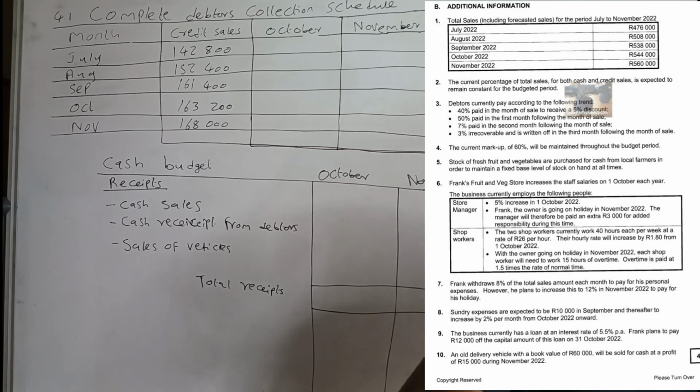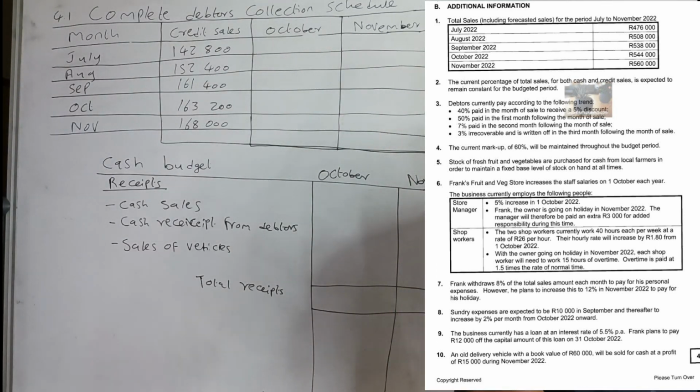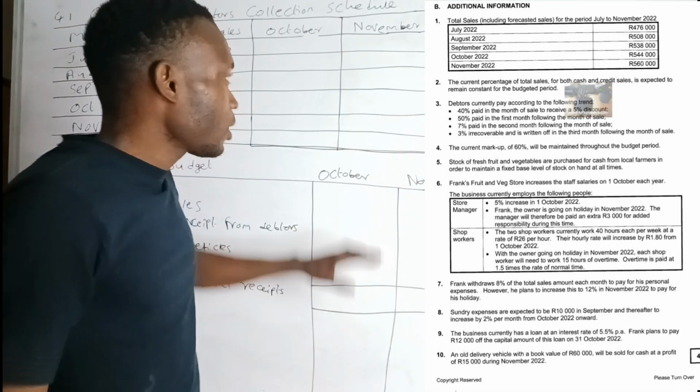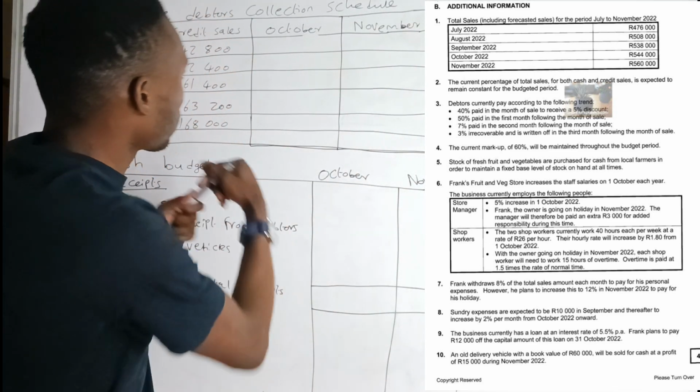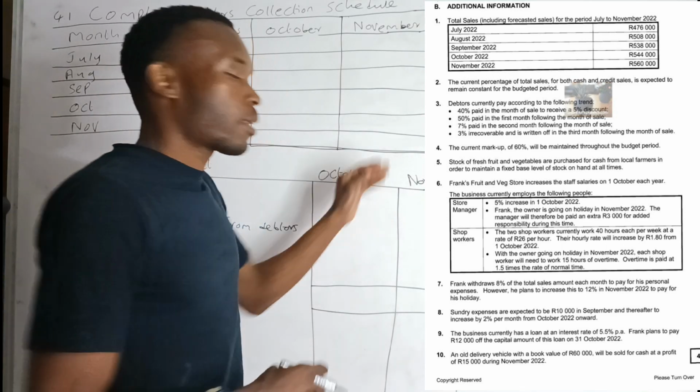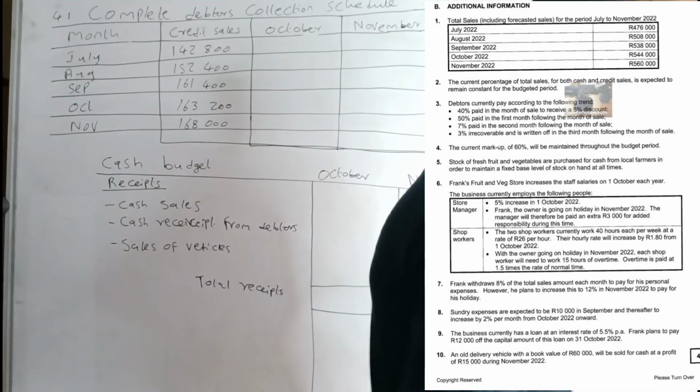If they purchase in January, they're going to pay in February. Then 7% is paid in the second month following the month of sales, which means that if they purchase in January, they're going to pay in March. Then in April, obviously, we're going to write them off. If they purchase in January, 3% is irrecoverable and will be considered as a bad debt. Remember, bad debt doesn't form part of the debtors collection schedule. In the collection schedule, we only record what we are going to collect. Bad debts we are not going to collect, unless maybe they require you to complete a separate bad debt calculation. That's where you are going to calculate that 3%.